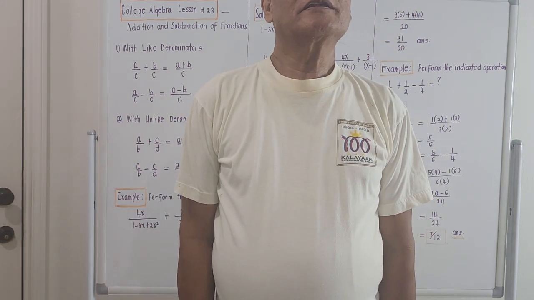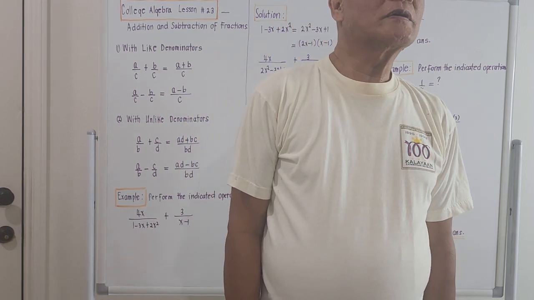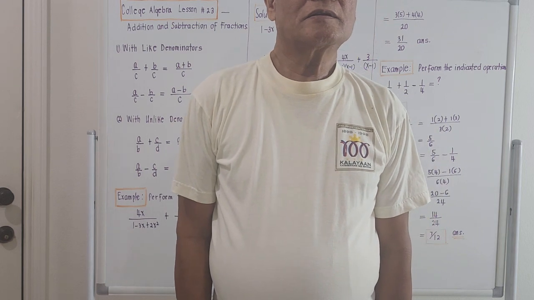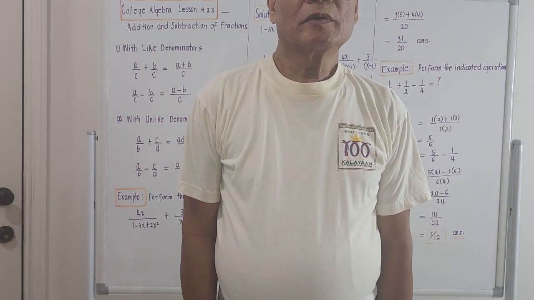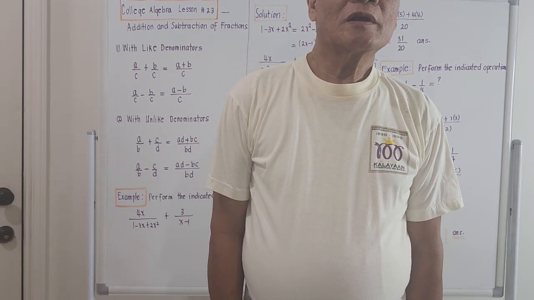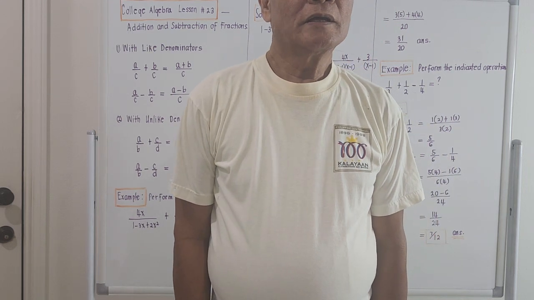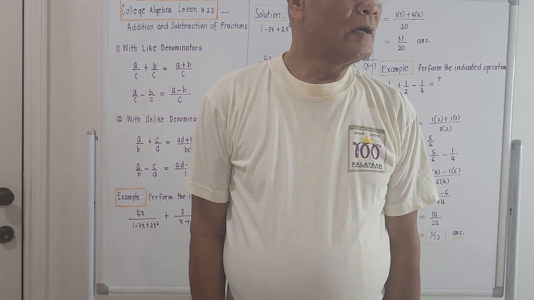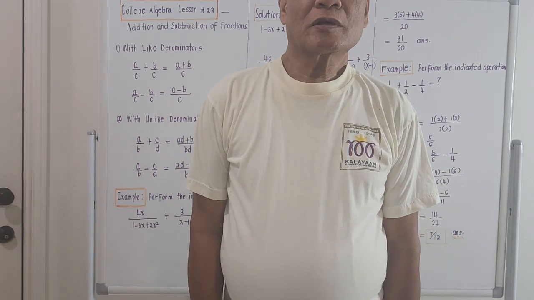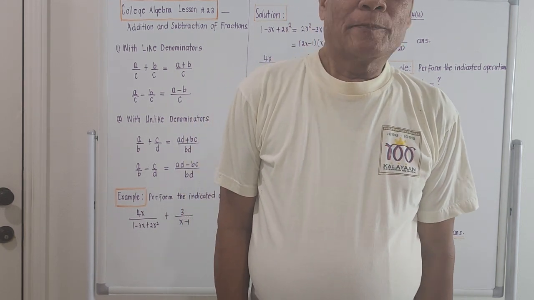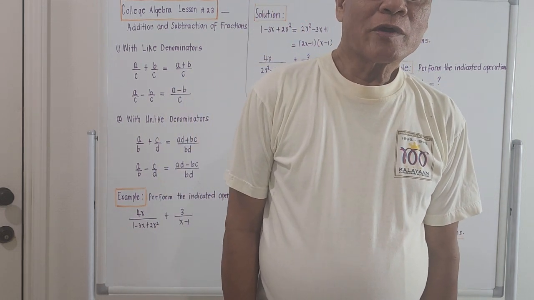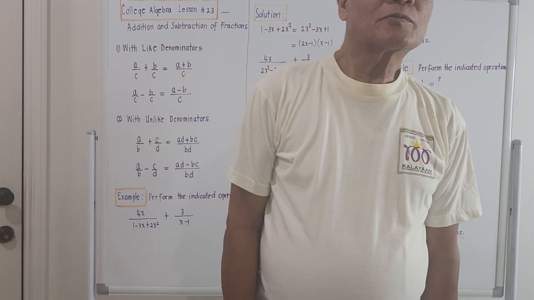My topic for this morning will be college algebra, in a long video format, and this will now be lesson number 23. The title of the topic is addition and subtraction of rational expressions, or in layman's language, fractions. Okay, let's proceed.